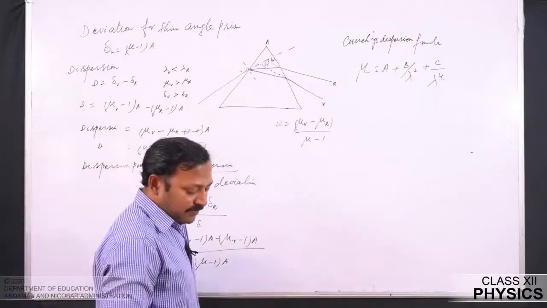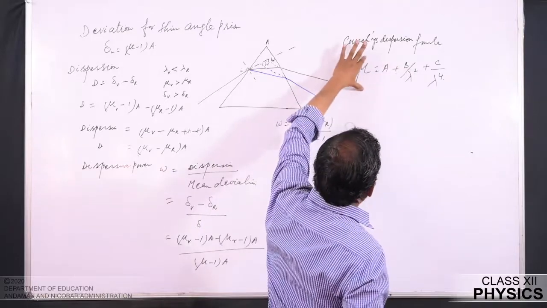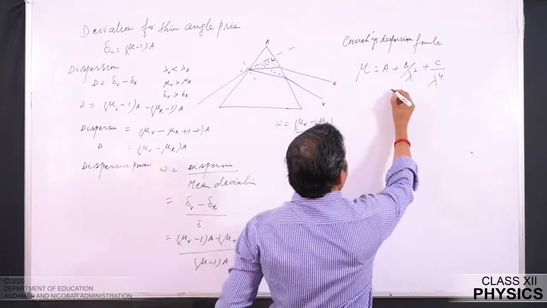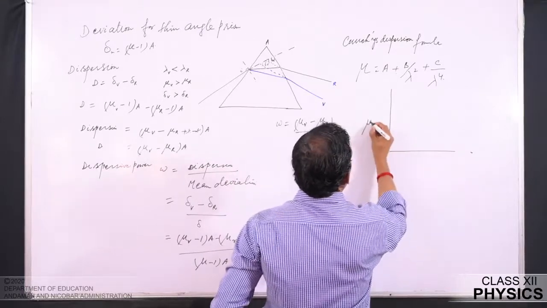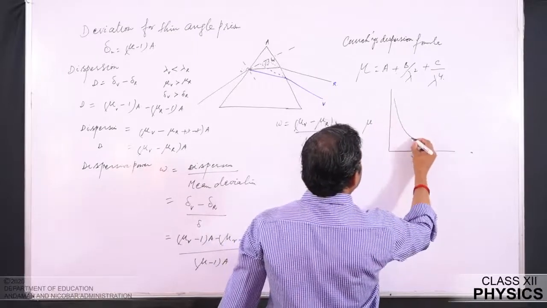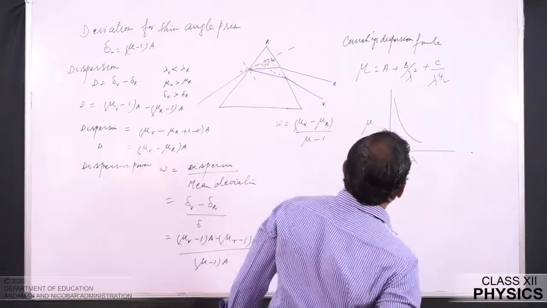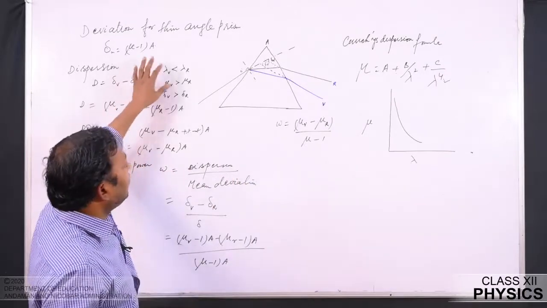Now, we will see the graph that shows how the refractive index varies with the wavelength. When we draw a graph between wavelength and refractive index, we find that with the increase of wavelength the refractive index decreases. This expression is called Cauchy's dispersion formula, which is applicable for the case of dispersion.